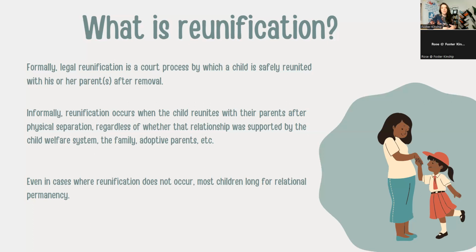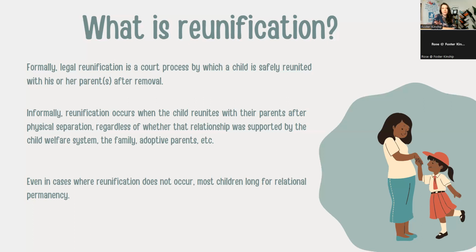But I want to talk about reunification outside of that court process. So informally, reunification can also occur anytime a child reunites with their parents after there's been some kind of physical separation from their parents. So this could be regardless of if the court is involved at all. It could be regardless of the child welfare system's involvement, the kinship family, the adoptive parents. Kids can go after physical separation. If they go back to their parents, that is reunification. And so it doesn't have to be a court process, but most often when we're thinking about reunification and we talk about statistics around reunification, we're talking about that legal court process.